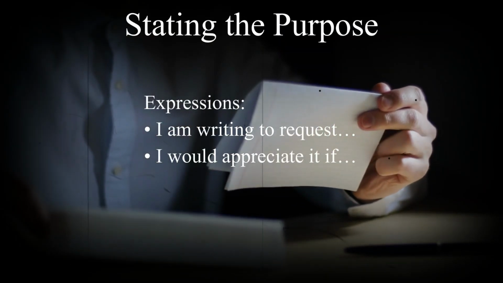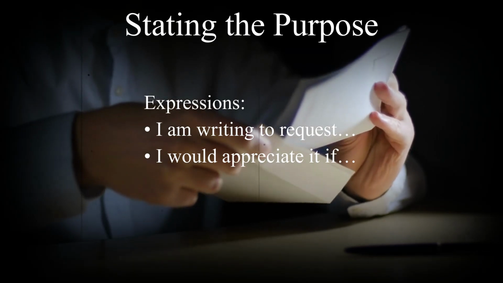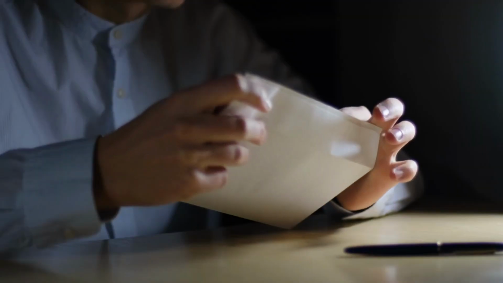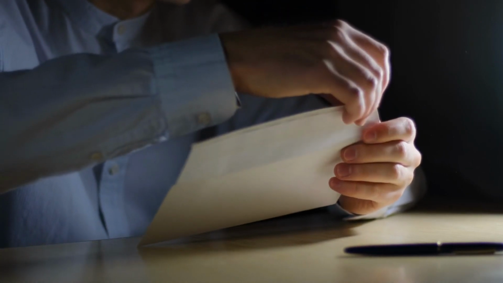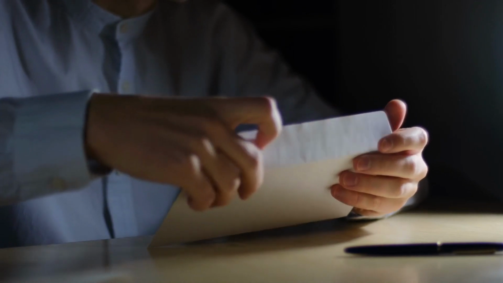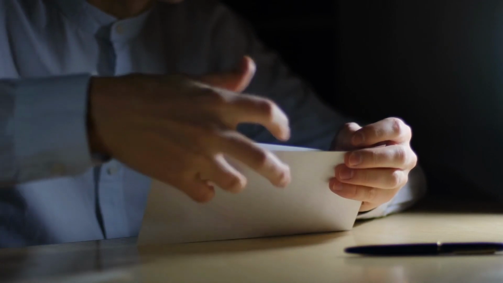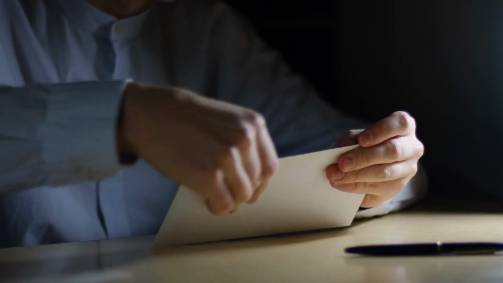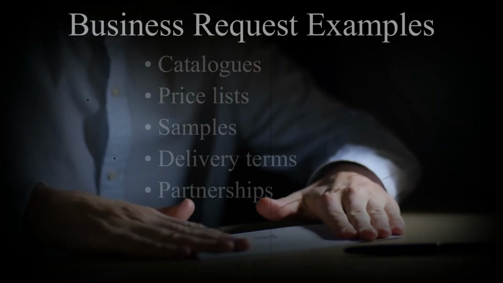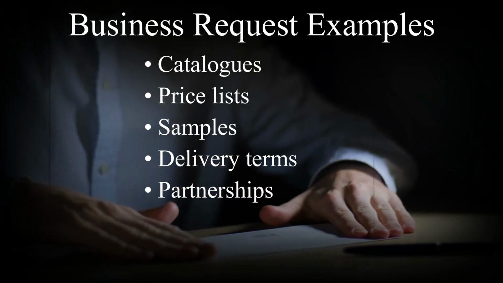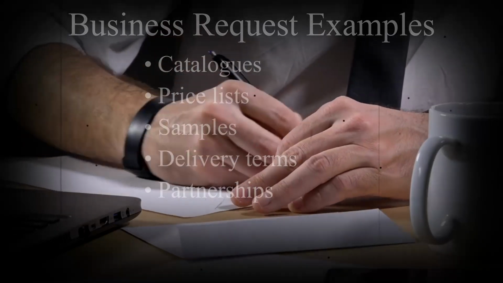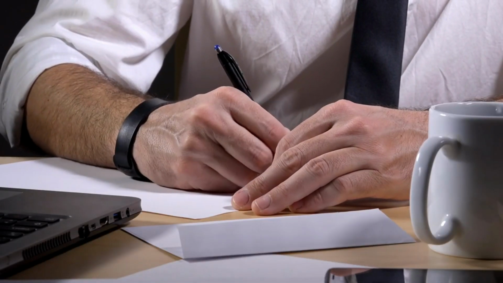4. Stating the purpose of the letter. The core of the letter is a clear explanation of why you are writing. Useful expressions include, "I am writing to request information about." "I am writing to inquire whether your company provides." In academic settings, this may involve requesting admission requirements, course details, or application procedures. In business settings, common requests include catalogs or brochures, price lists or quotations, product demonstrations or samples, partnership or supplier information, payment terms or delivery schedules.